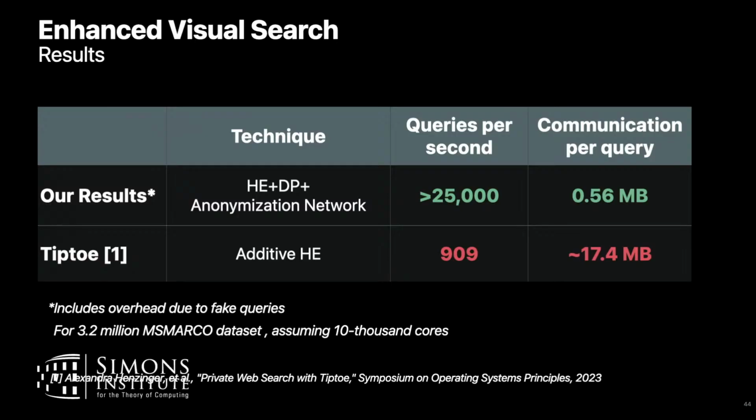So finally, at the end of all of this, we get to the scale that we needed in this specific application, where you can process 25,000 queries per second. Communication per query is about 500 kilobytes. Again, the privacy guarantees here are not as strong as Tiptoe. But this is a good sort of privacy model for this specific feature. And a 27x higher QPS and a 30x smaller communication was worth it.